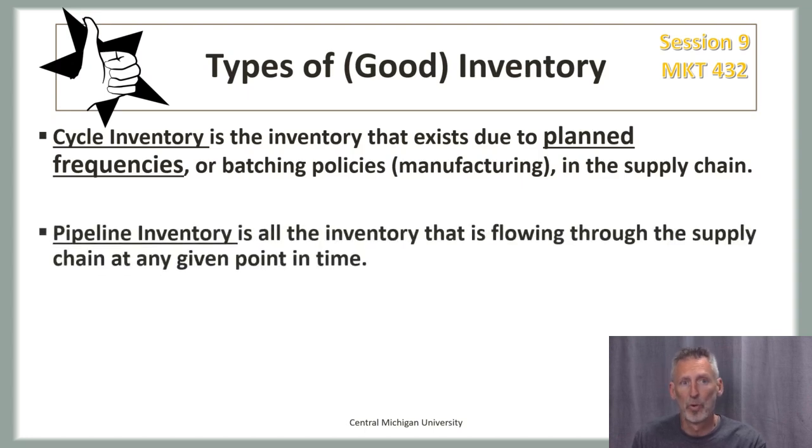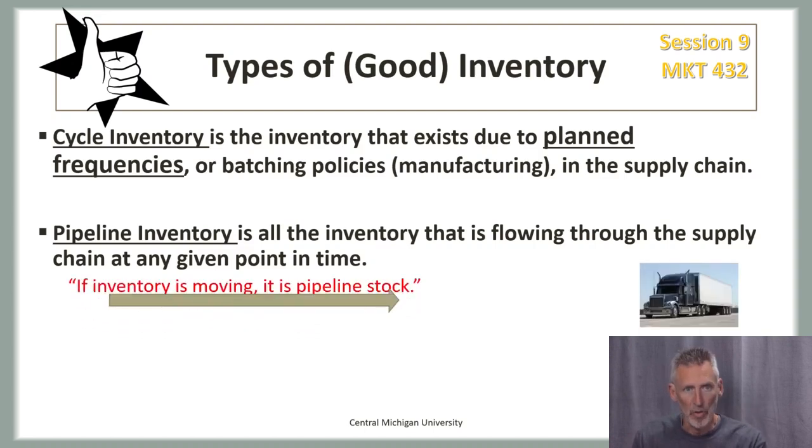Another type of good inventory is our pipeline inventory. This is the amount of inventory that's moving at any given time. It's flowing through our supply chain. So if inventory is moving, it's considered to be pipeline stock or pipeline inventory, okay? So we've seen over the last 10 years, 15 years, that our supply chains have gotten longer. We're seeing global supply chains. That results in a higher level of pipeline inventory.